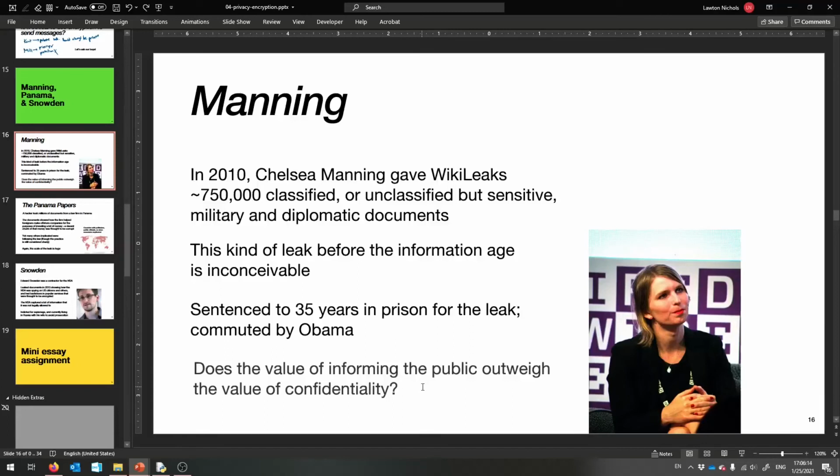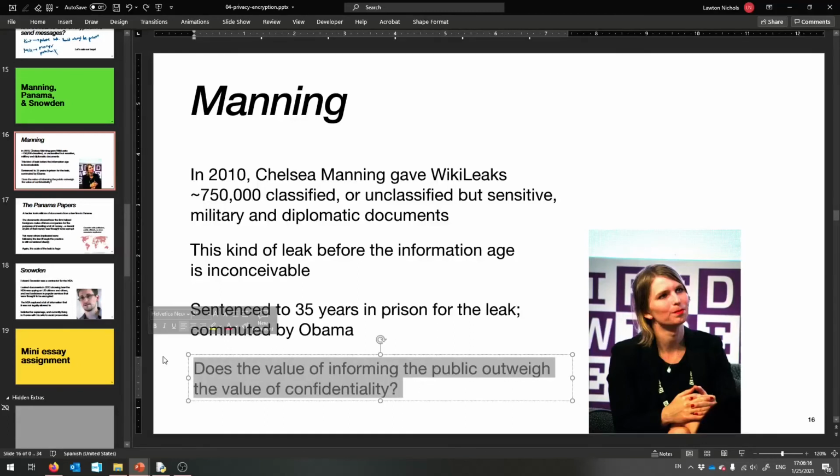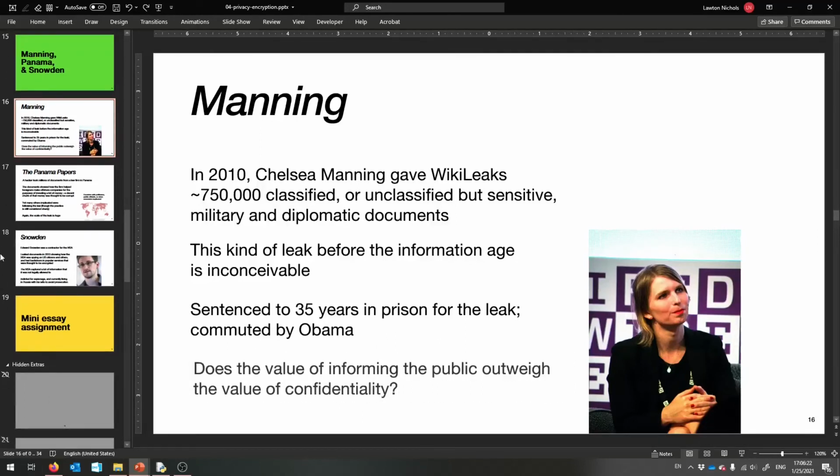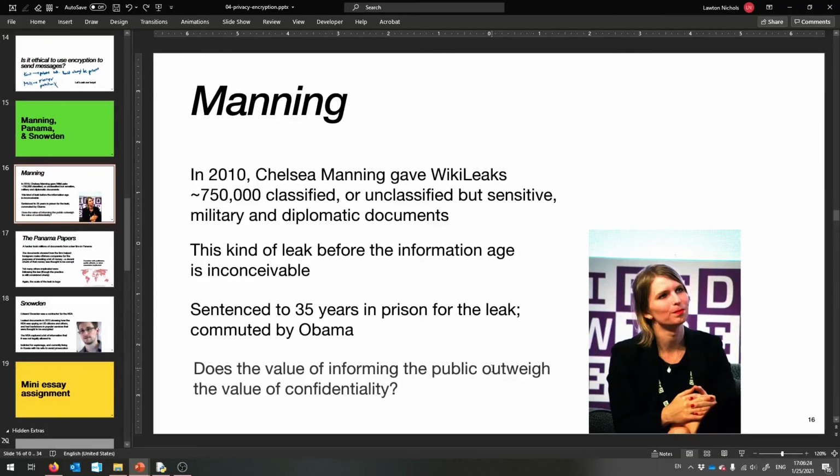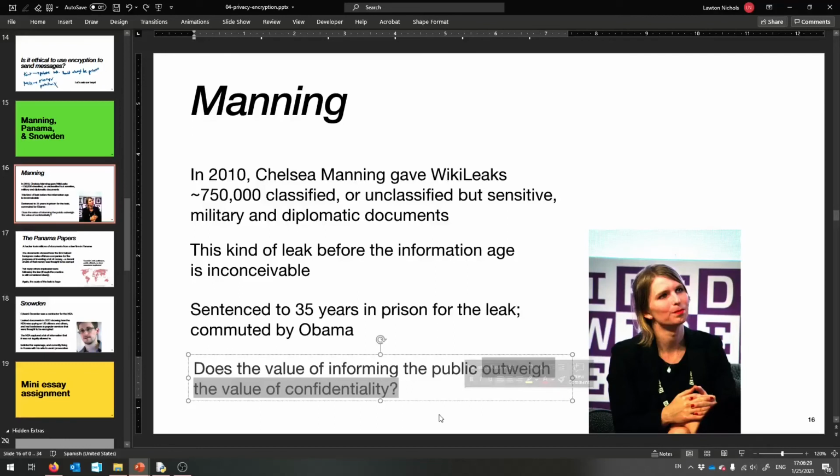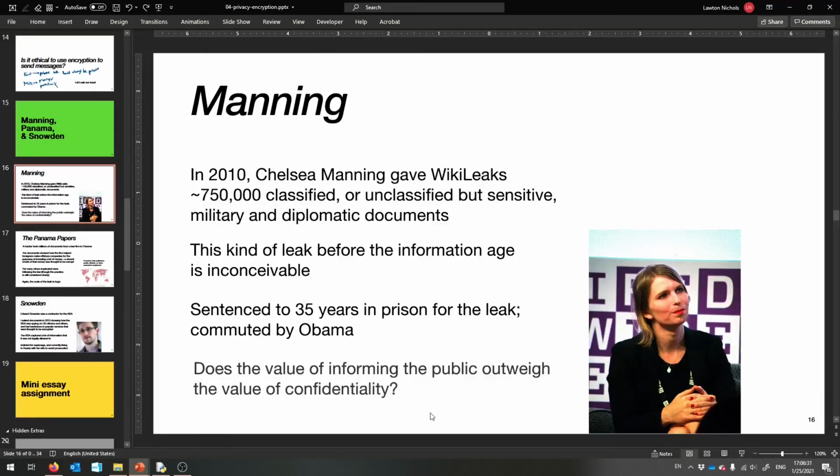So I guess the question that I want to pose to you is, does the value of informing the public when bad things are happening, done by either governments or militaries that belong to governments, outweigh the value of confidentiality? And again, there are two sides to this coin, as there always are. You could say that confidentiality protects people. And that was the argument. That was why she got such a sentence.